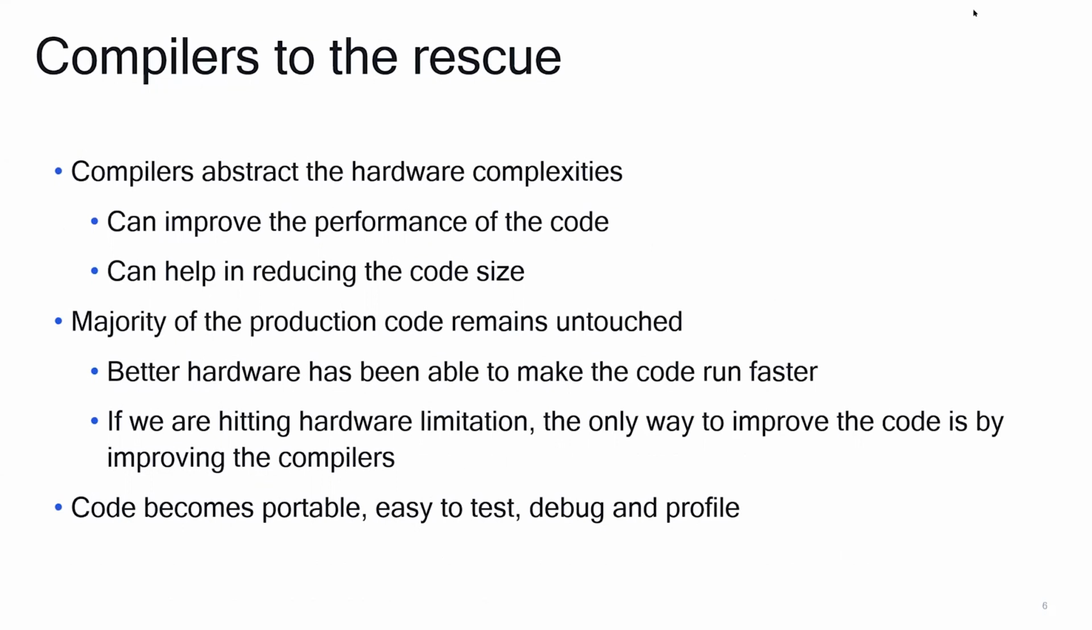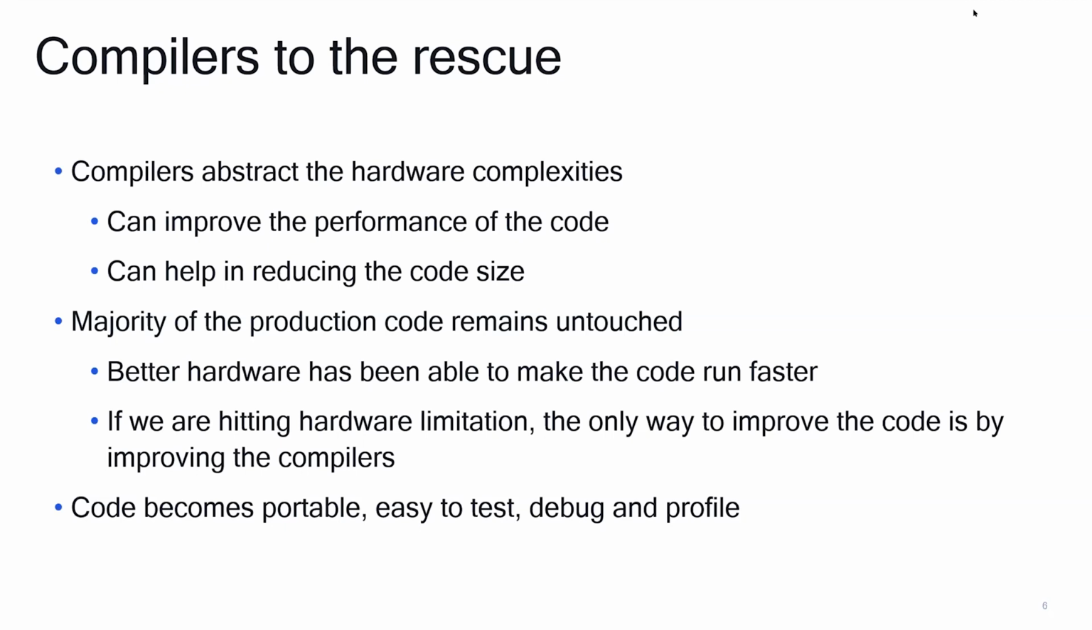So compilers abstract those hardware complexity. Now, how does the compiler come into the picture? Let's say image processing engineers need to care about only the image processing part, and the rest the compiler can take care of. It helps in reducing the code size and gives great performance. And also, when the majority of production code, 80-85% of the code, has remained untouched, we can bring in those compiler optimizations so that the code now generated from that legacy code is efficient on the underlying hardware architecture where it is going to run.